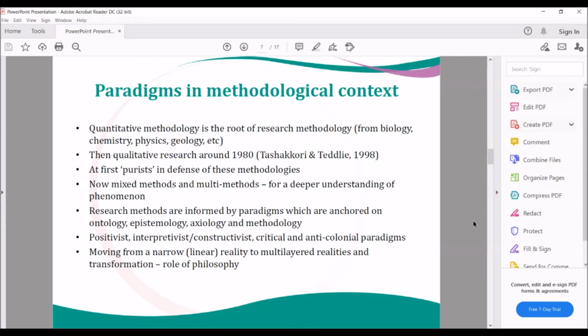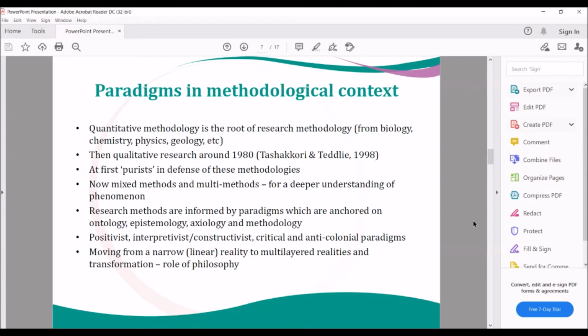But then around the 1980s, an opposition camp was established in the qualitative research methodology sphere, which started to question the assumptions and the beliefs and the values of the quantitative methodologists.